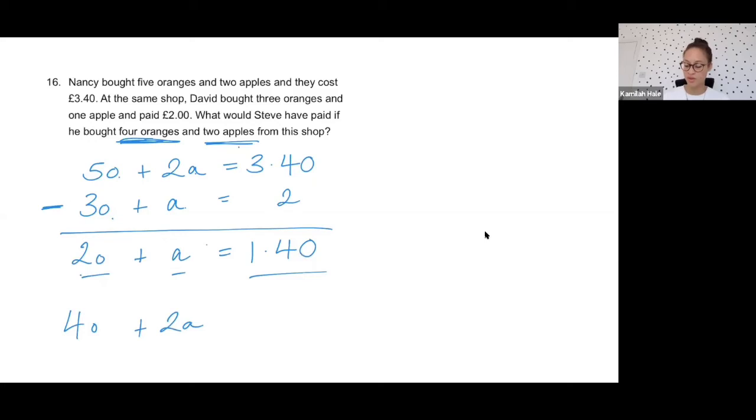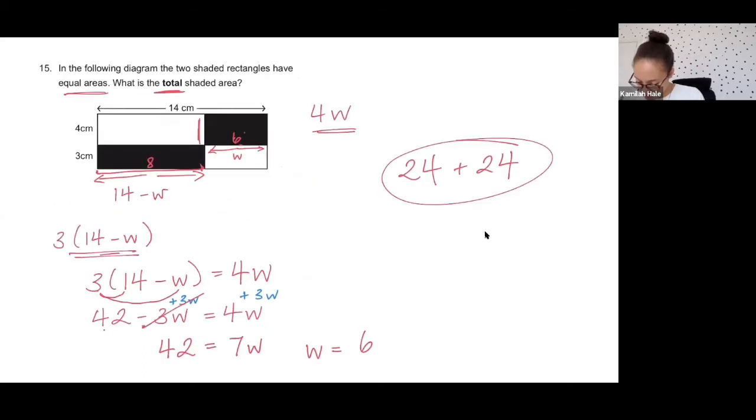Well done to those of you that have sent me the correct answer. Cost twice the amount, so it's just £2.80. So it saved us having to find the cost of an orange and an apple individually in this case. £2.80. There we go. Let's go back.